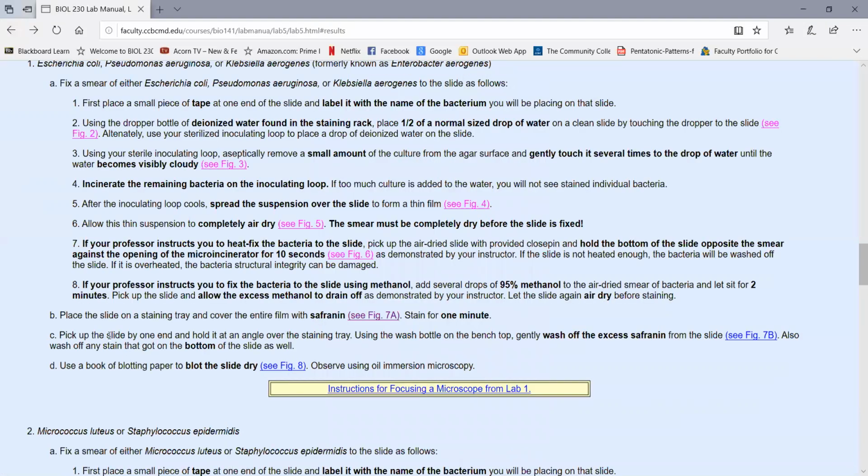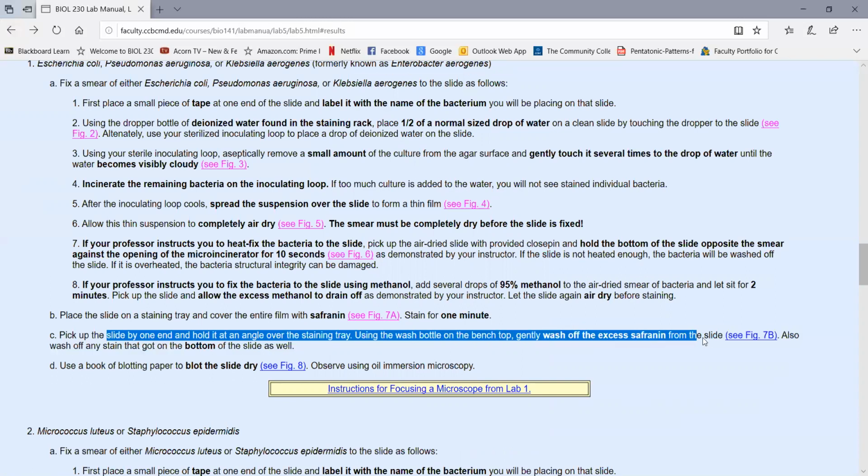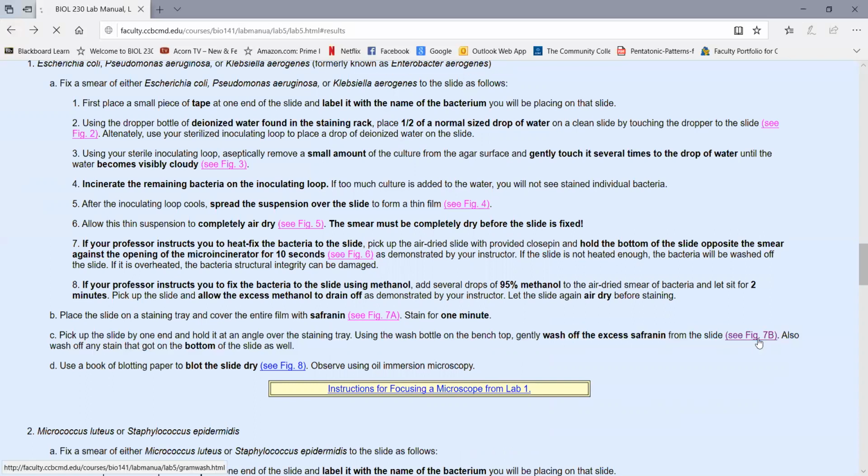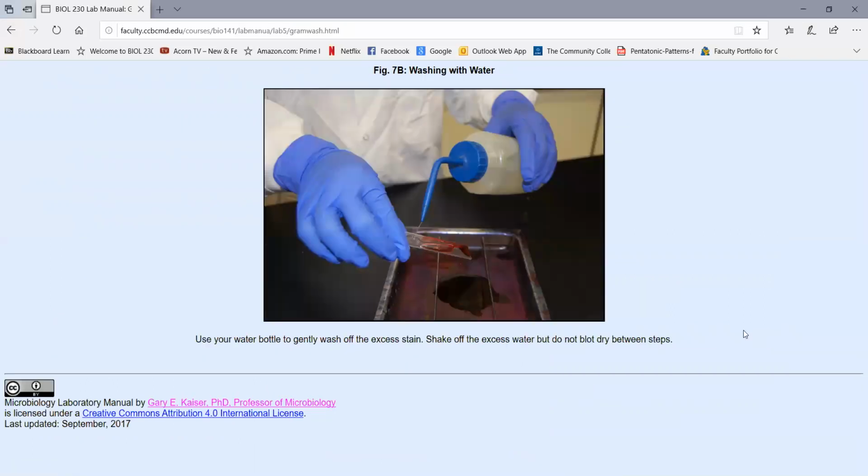Then you're going to pick up the slide by one end and hold it at an angle over the staining tray, using the wash bottles of deionized water on the bench tops. Gently wash off the excess safranin from the slide. So as we see in 7B, we pick up the slide, hold it at an angle. Now when you wash it, you want to direct the water above the smear and let it run down over the smear. And you're going to be watching the bottom of the slide. Keep washing until the liquid coming off the bottom looks relatively clear.